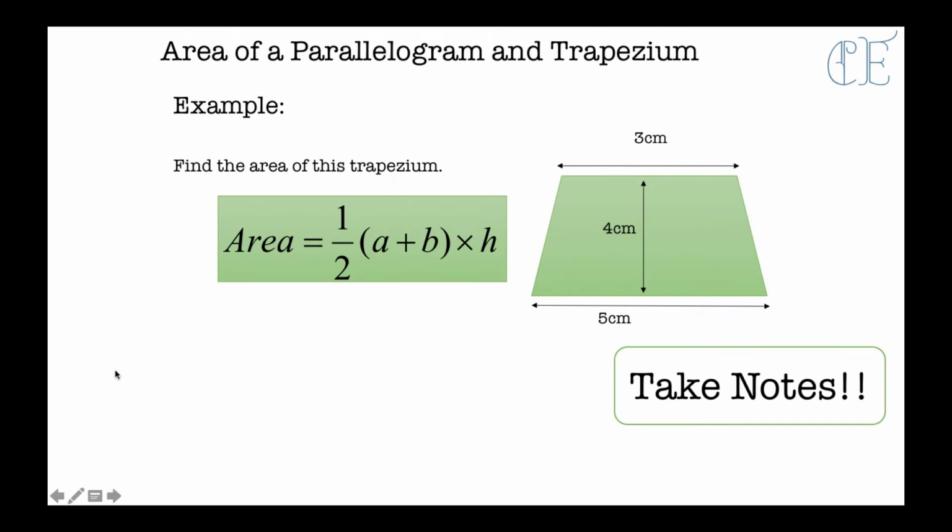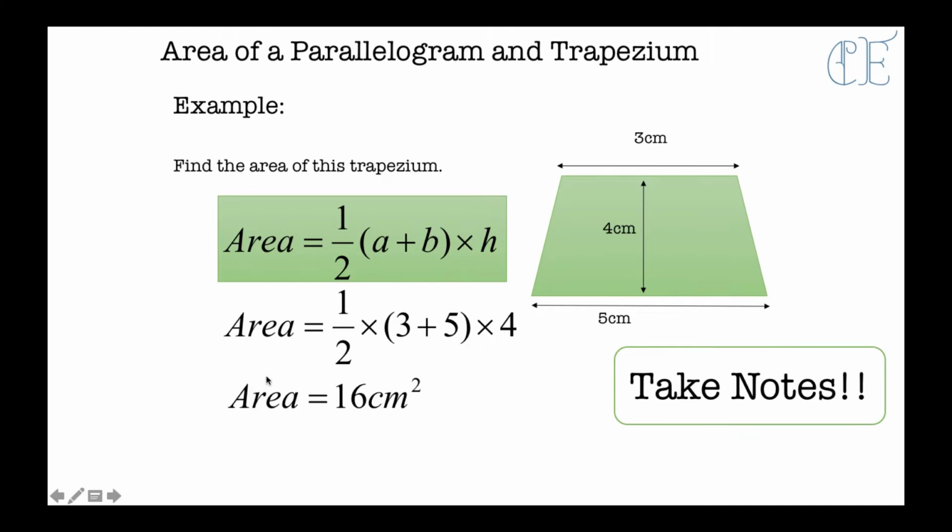So, find the area of this trapezium. We have a base of 5, the top is 3 and the height is 4. So A is 3 and B is 5. So 5 plus 3 is 8. I would then do 8 times 4. Okay, 8 times 4 is 32. Half that is 16 centimetres squared. So we'll just divide it by 2 last.